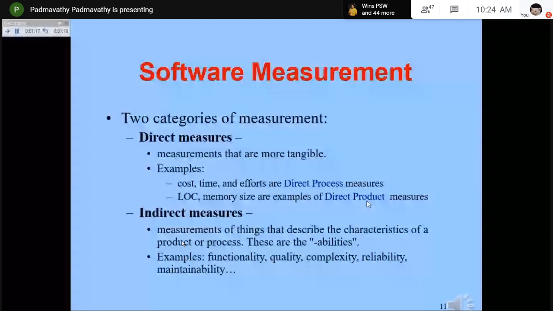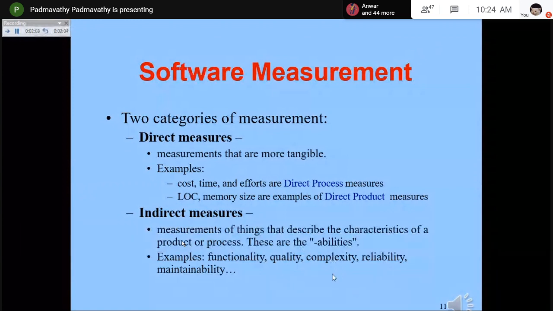Next, indirect measures. Indirect measures are measurements of things that describe characteristics. Here you are measuring cost and time; there the characteristic is measured. Direct measures are quantitative. You can say the cost is so many lakhs, so many hours, so many lines of code. But indirect measures you cannot quantify. They are just the abilities of the software. The various abilities are qualitative.